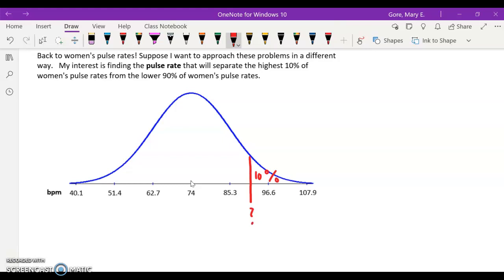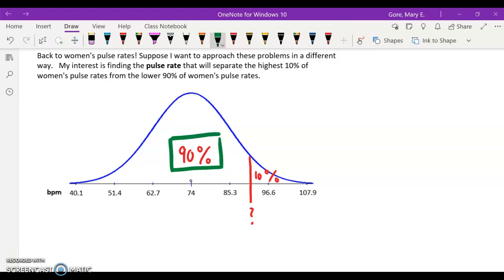And then, of course, if 10% of women are up there, then the remaining 90% of women would be to the left. So this is the information. Pulse rate, the bold text, is my question mark. And of course I use the 10% and 90% to break the curve into two pieces. So I want to, again, use the standard normal model to solve this. One thing I do remember about the standard normal model is that it does give us area to the left when we use it.